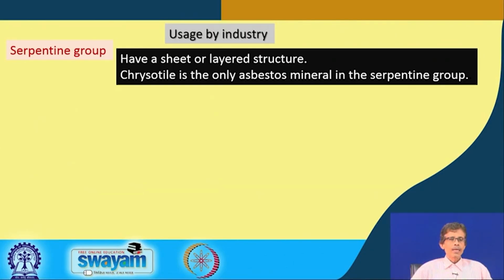Then chrysotile is the only asbestos mineral in the serpentine group. So chrysotile is one particular form coming out from that serpentine group. We can have a huge table, but we will not bother about all these complicated names. We'll take one or two examples out of that, such that we can have the basic structure, and we'll be interested to know the corresponding chemical composition. That we'll see in our next class.